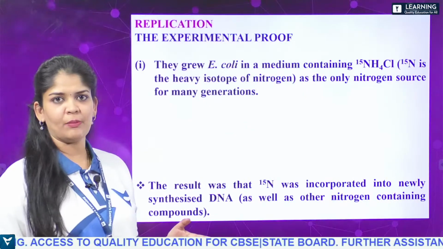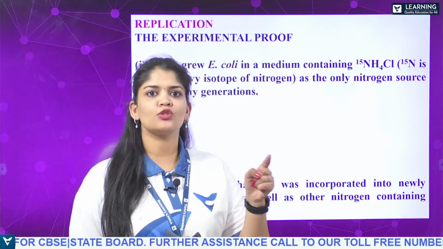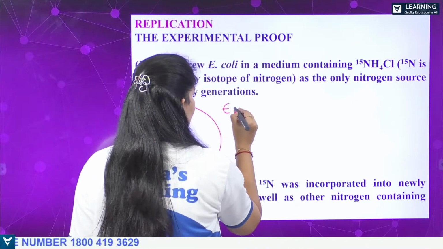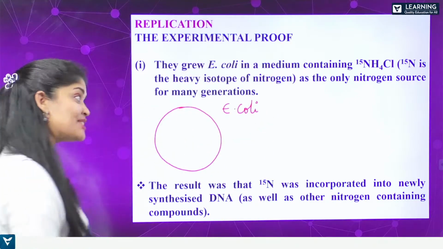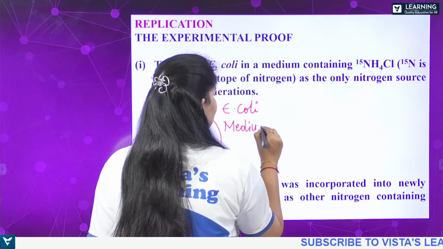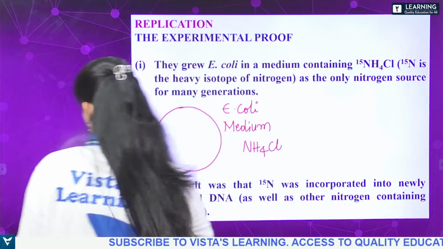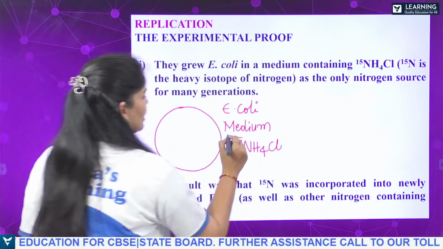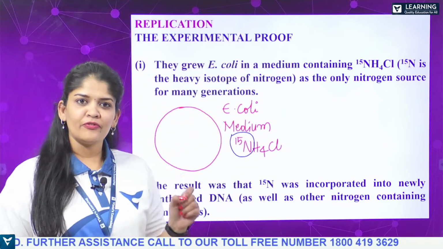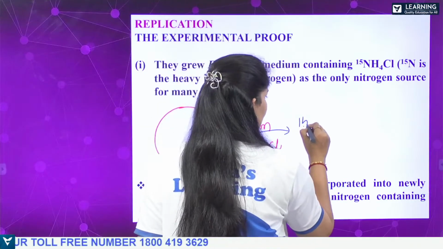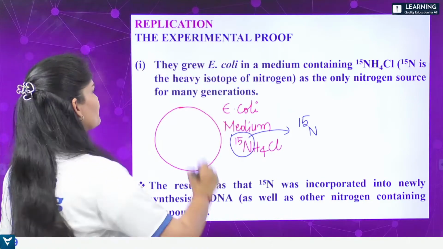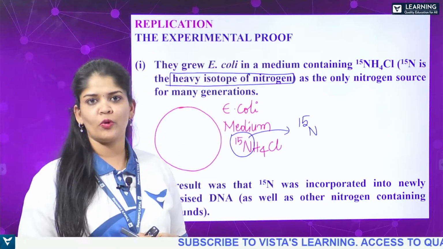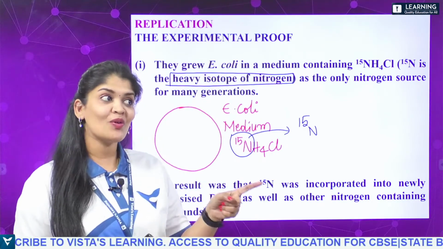Let's see what experiment they did to prove that DNA replicates in a semi-conservative mode. They allowed Escherichia coli to grow in a medium, and this medium is provided with ammonium chloride. Here, this ammonium chloride contains nitrogen 15, which is a heavy isotope. It is very important that this is a heavy isotope but not a radioactive isotope. That is, radioactivity is not used.